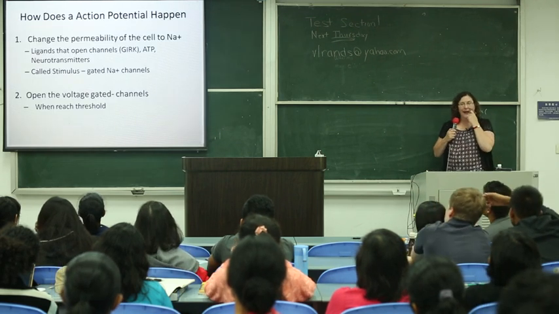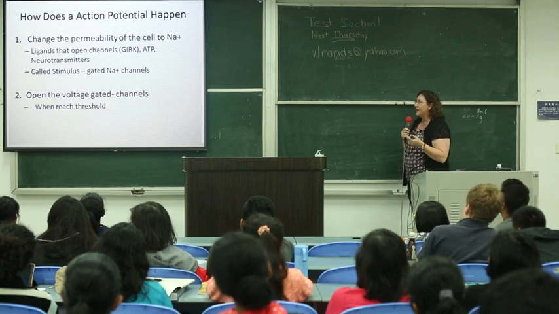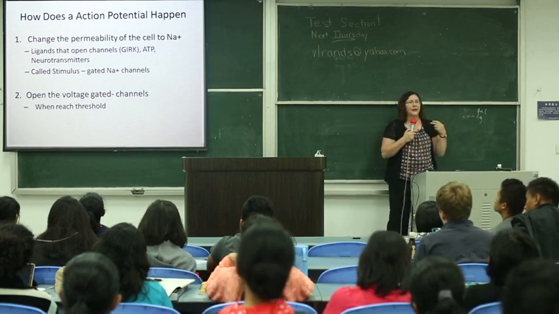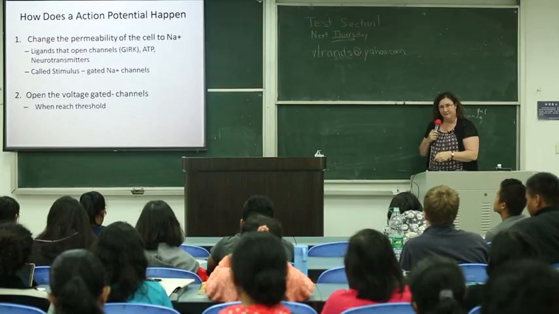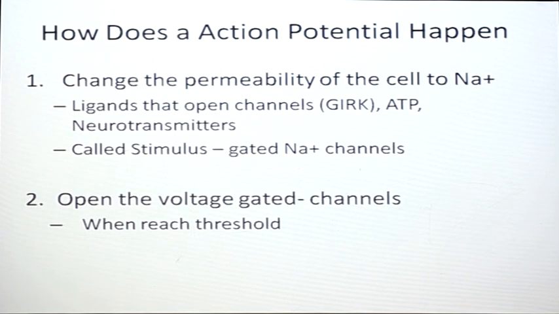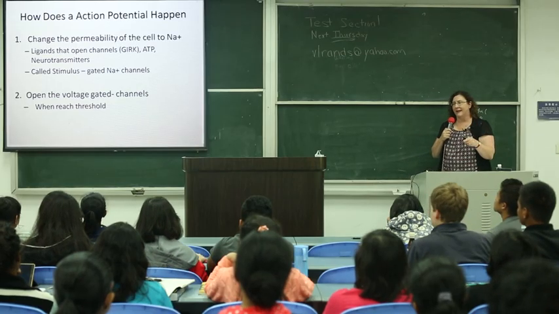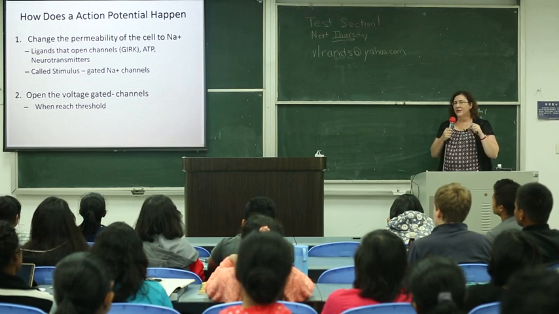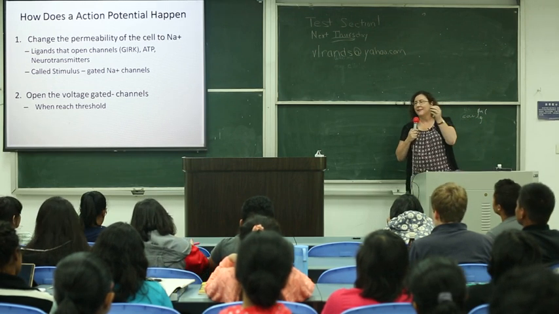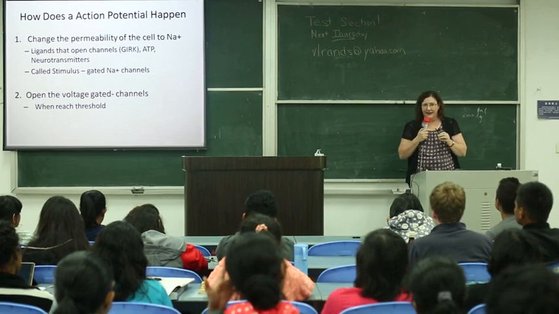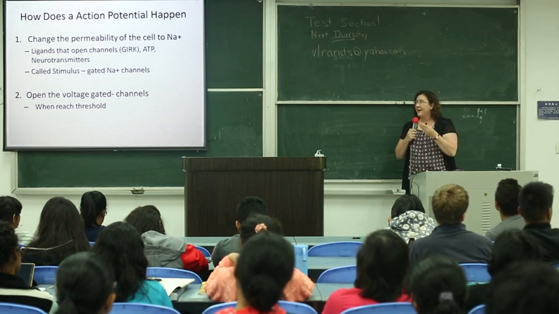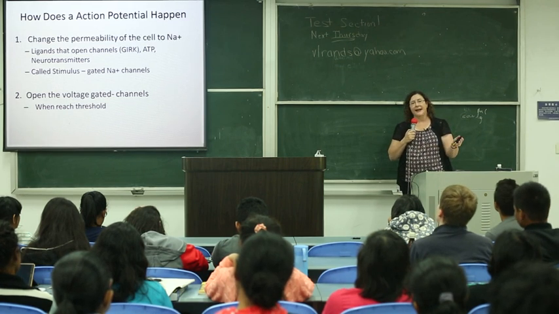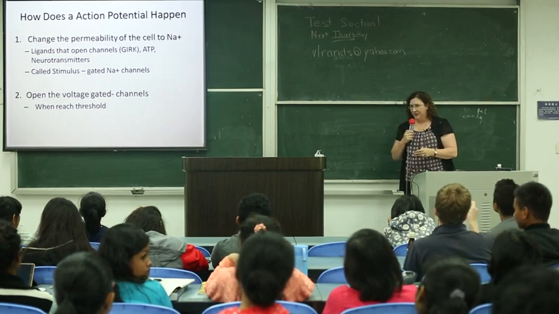So, what happens? How do we get this action potential? How do we change that cell that is at a resting membrane potential so that it has an action potential? What we do is change the permeability of the cell. And how we change the permeability of the cell is first by opening a ligand-gated channel. That means some ligand is going to land on its receptor, and that receptor, which we've already talked about, is going to change the information inside the cell. In this case, it's going to open a channel.